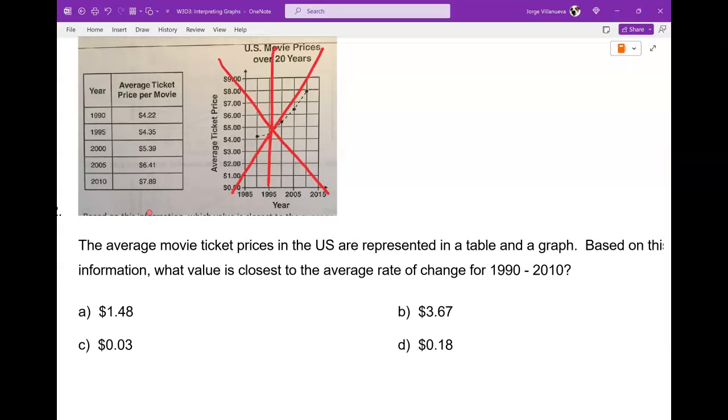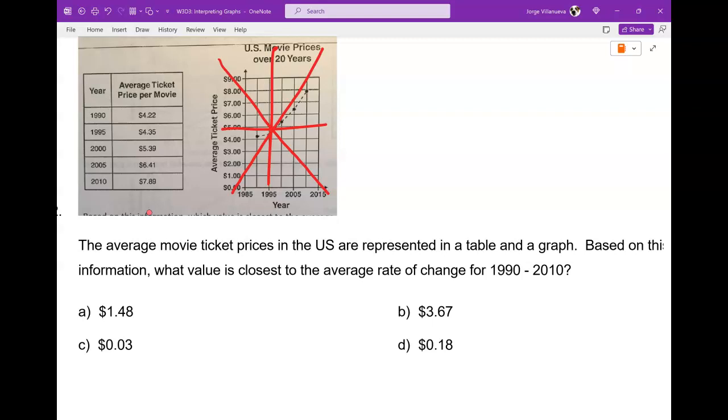So I'm just going to get rid of it. Okay, let's not worry about that. We want to look at the chart. It says the average movie ticket price in the U.S. is represented in a table and a graph. Based on this information, what value is closest to the average rate of change for 1990 to 2010?